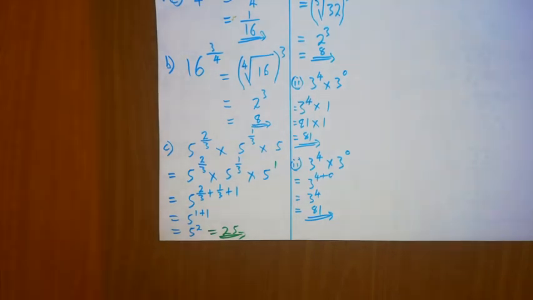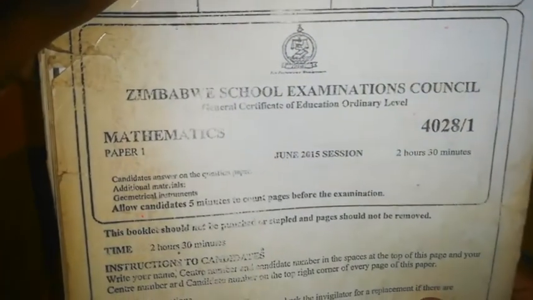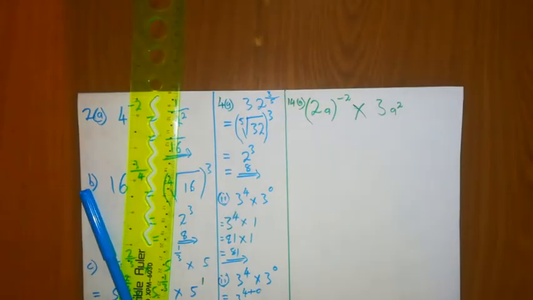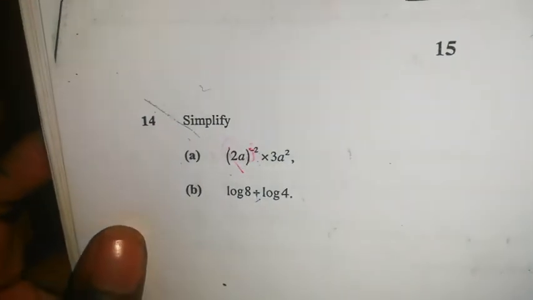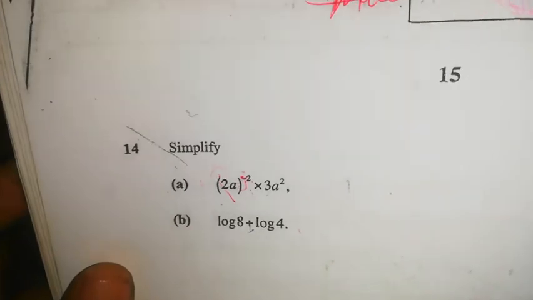Let's now move on to June 2015 paper 1. There is our question. It's number 14a. The question says simplify 2a to the power negative 2 times 3a squared. We want to simplify that one.